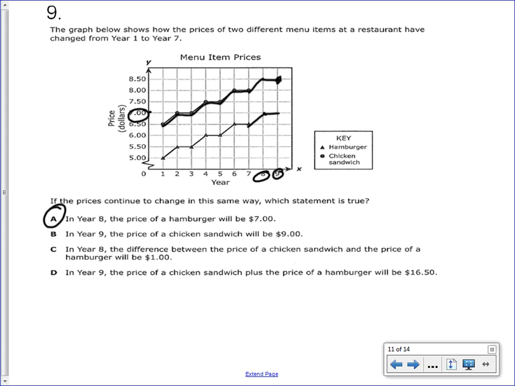In year 8, the difference between the price of a chicken sandwich and the price of a hamburger will be $1. In year 8, $1 would be only 2 ticks away, because each tick is 50 cents. So this would be $1.50 in year 8, so that's not it. And in year 9, the price of a chicken sandwich plus the price of a hamburger will be $16.50. So in year 9, a chicken sandwich would be $8.50, and a hamburger would be $7, which is $15.50. So that's not correct either. A is your answer.